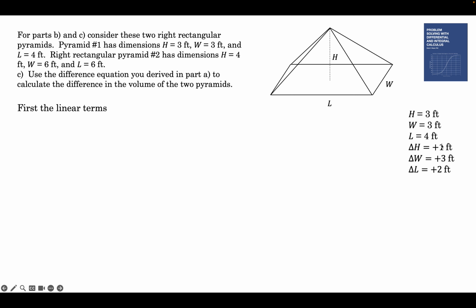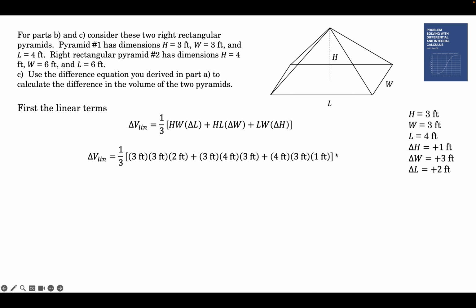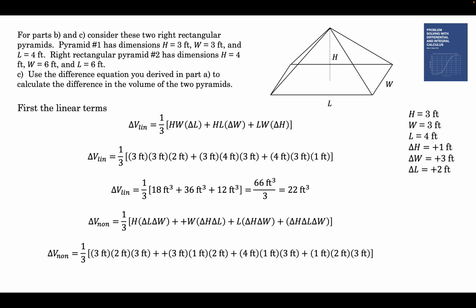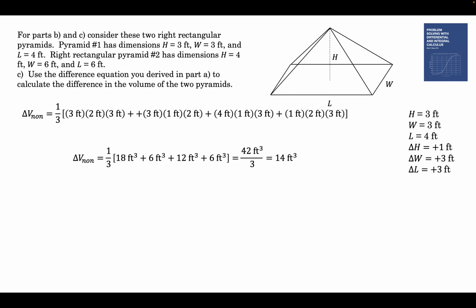I'm going to put a nice table over here so we have them available easily. The linear part is this, and you can see that the changes here, delta L is 2 feet, delta W is 3 feet, delta H is 1 foot, are not that much different than the dimensions themselves, so we can expect the nonlinear term to contribute significantly. The linear term, doing the math, is 22 cubic feet, and then we plug in all the numbers for the nonlinear term, and we get 14 cubic feet. So the total volume difference is the linear plus the nonlinear contributions, and you add those up, you get 36 feet cubed, and that's what we got last time.